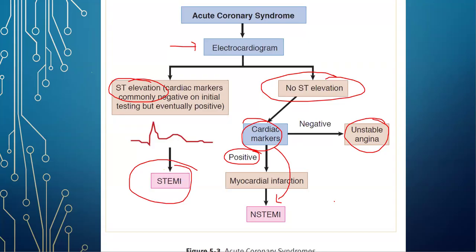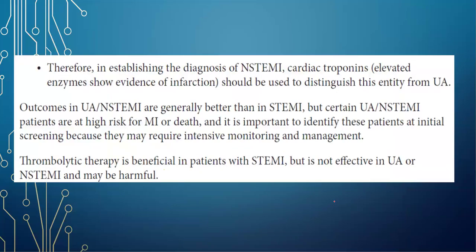Okay, so this is the main area where we do the troponin, because it usually helps us differentiate whether it is a non-ST elevated MI or unstable angina. Now, definitely ST elevated MI has the worst prognosis of any other.